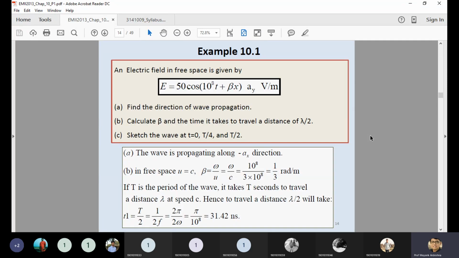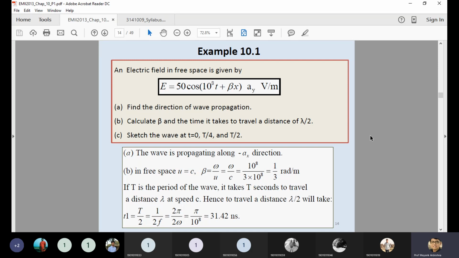We are taking an example where we are trying to find out three main parameters. If you see the equation, the electric field is given to you, and they indicate how we can find out the direction of the propagation, beta, and the time which may be required to travel a distance of lambda by 2, and you have to draw the waveform at t equal to 0, T by 4, and T by 2. So you can easily find out the direction of the propagation by seeing the equation.